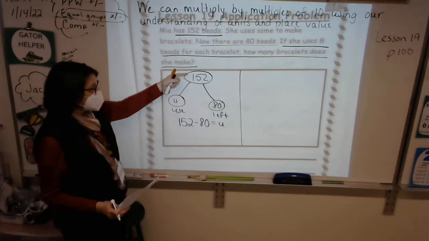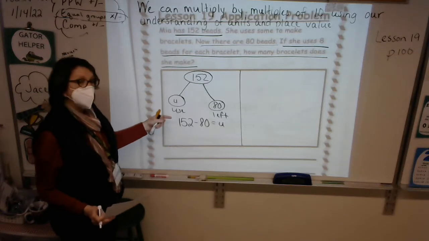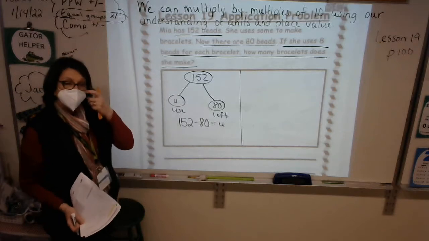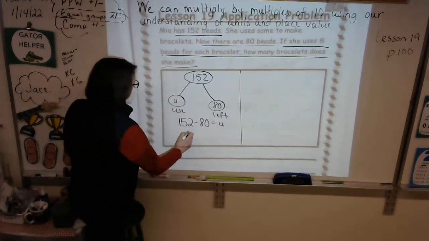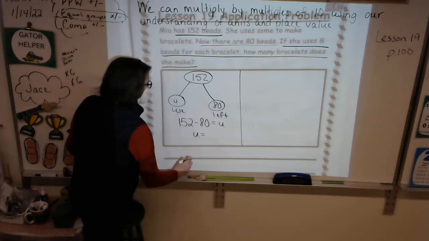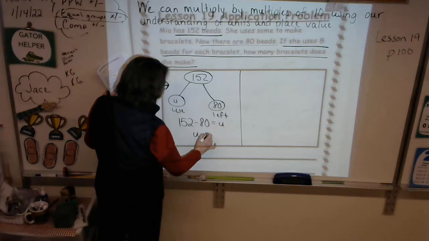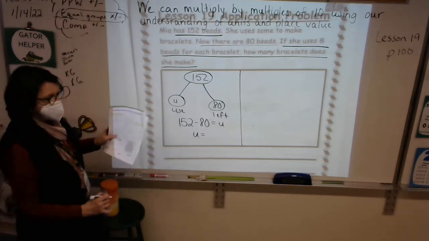You would never want to write 152 plus 80 equals the other part, because how can you use more than you even have? Remember, assessing the reasonableness of our answers, that would not make sense. So who figured out what 152 minus 80 was? 32? I think it's going to be more than that. Quinn? 72.